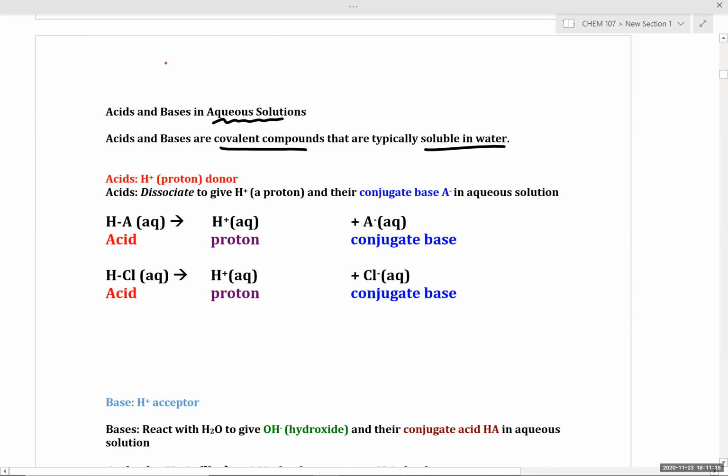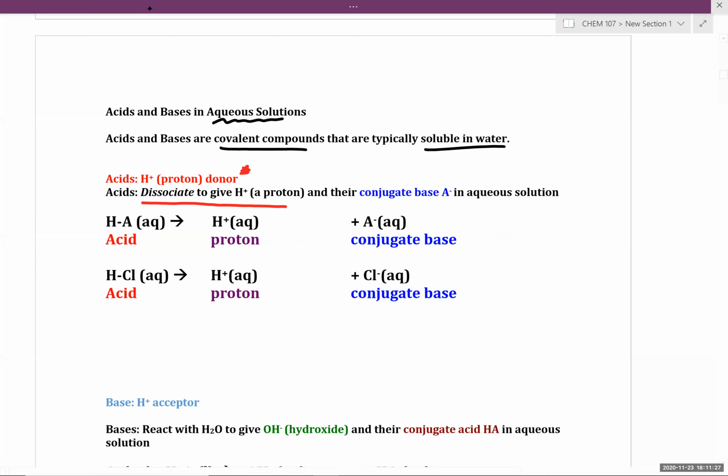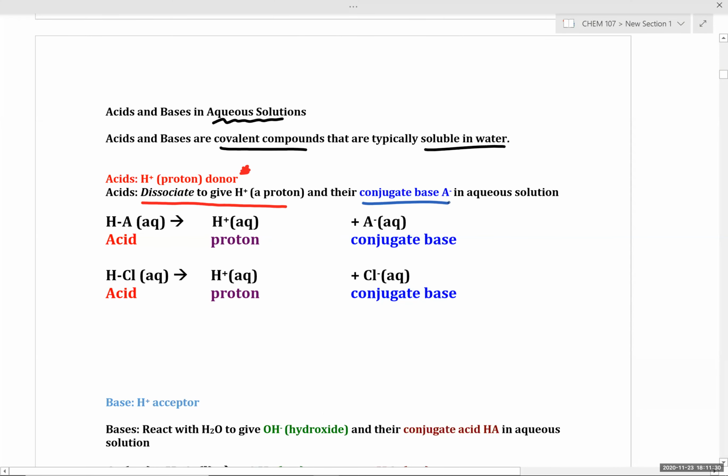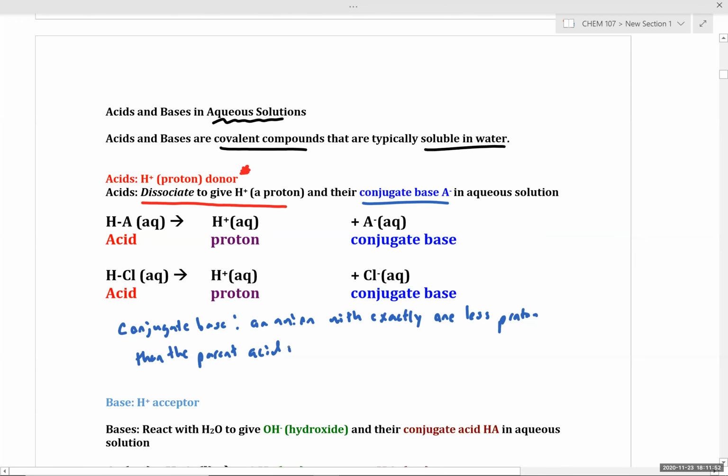Now, looking at our two definitions of an acid, we can either view it as a proton donor or a species that dissociates to give H plus and its conjugate base. And let's define the conjugate base. The conjugate base is an anion with exactly one less proton than the parent acid. Note exactly one less proton, no more, no less.